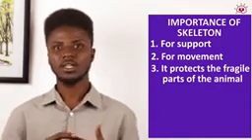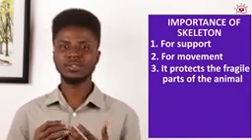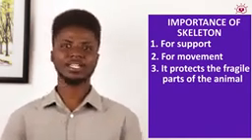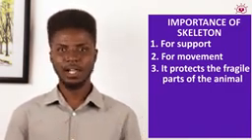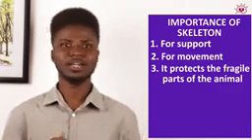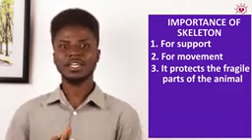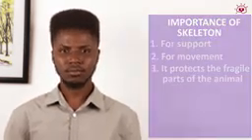For instance, in mammals, the skull protects the brain, which is fragile and highly sensitive. Also, the ribs protect our hearts and lungs. Without this, all our organs are at risk. So these are the significance of the skeleton in an animal.